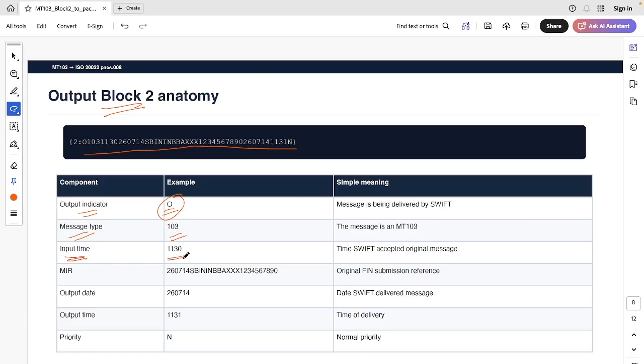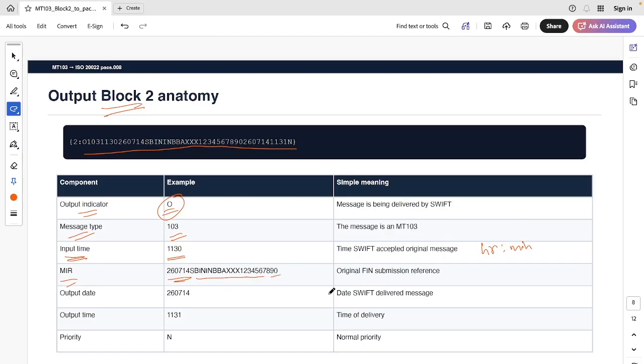The next field is input time. In this example, it's 11:30. This represents the time at which Swift accepted the original FIN input message. This is normally expressed in hours and minutes according to the FIN format. The next major component is the message input reference, or in short MIR. MIR identifies the original FIN submission. It contains the original input date, the sender logical address, the FIN session number, and the FIN sequence number as well.